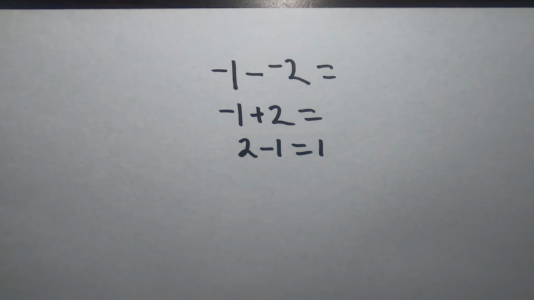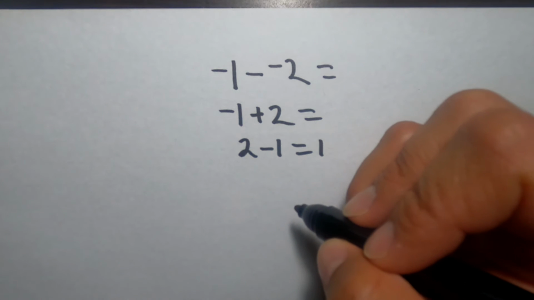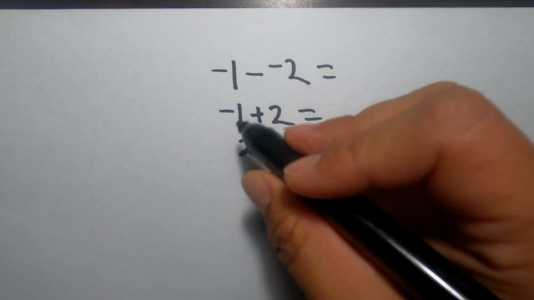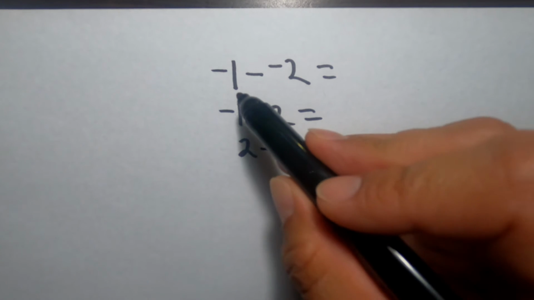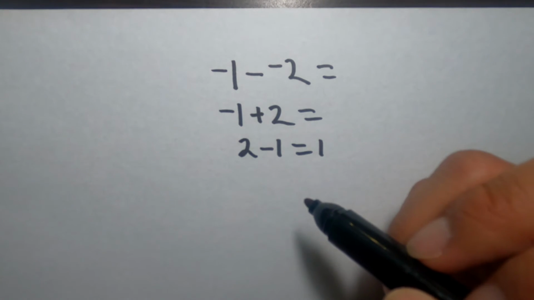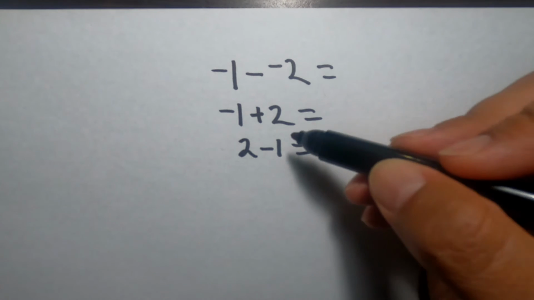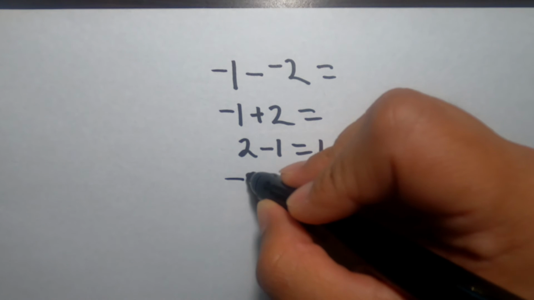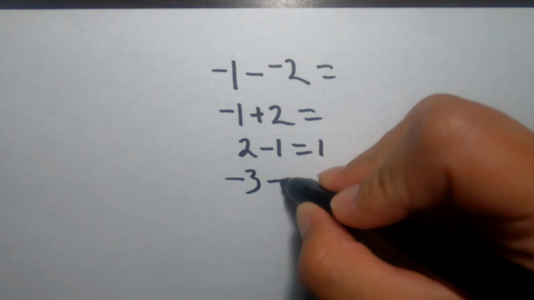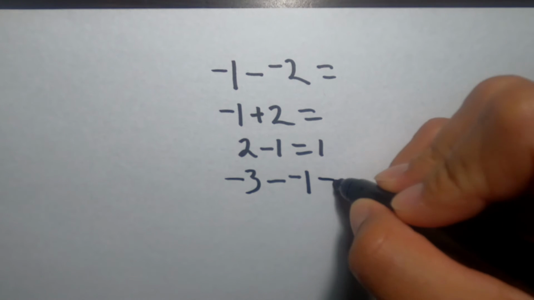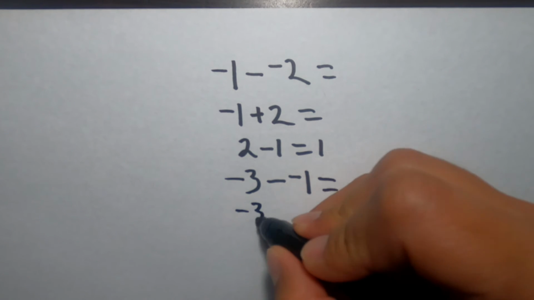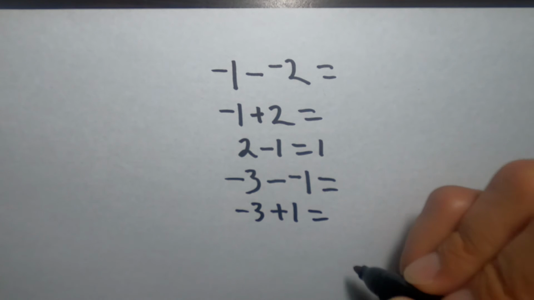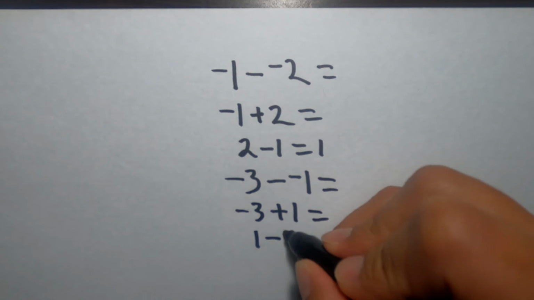Now, the next idea is if we have something like, let's say a larger number. I want to go larger with our -1 just so it makes a little bit more sense that it's not always going to be this clean. So if we have something like -3 minus -1, well, then we have -3 plus 1. To make sense of it, 1 minus 3.